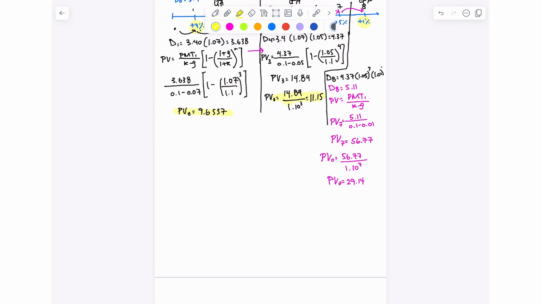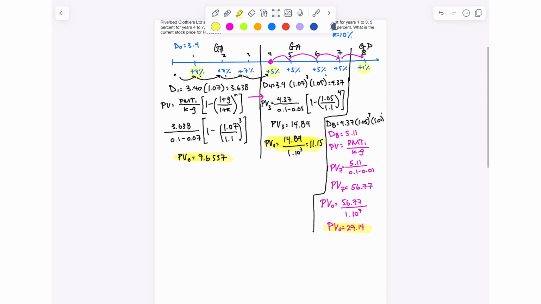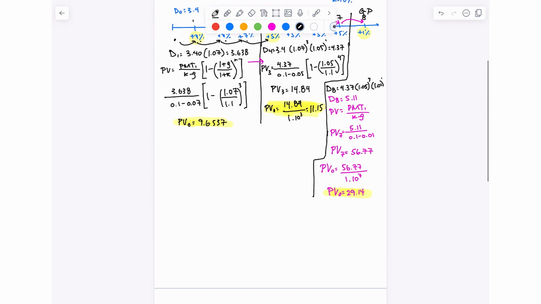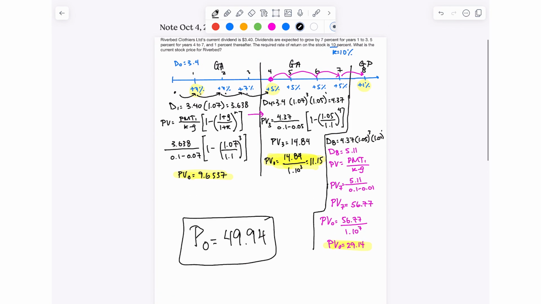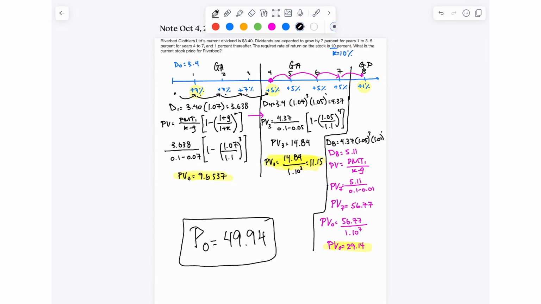So the idea here is I'm discounting each section back to zero. I'm not worried about the whole question. I'm doing it in parts. It's easier for me that way. I don't have to try and combine everything too early. But now that I've got the present value of each segment of my timeline, I can just add it all together. So if I add up the three numbers in yellow, 9.6537 plus 11.15 plus 29.14, I get a price at time zero of 49.94. Okay, that's how I would solve this question. If you have any questions, leave them in the comments. Good luck.